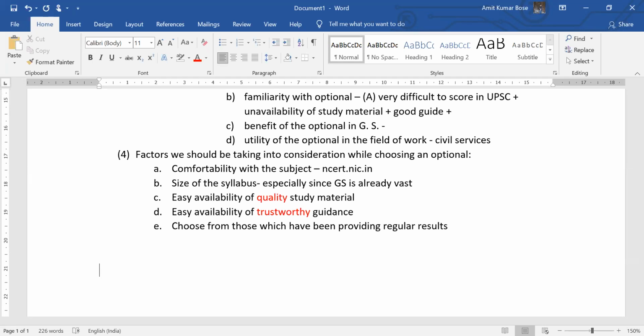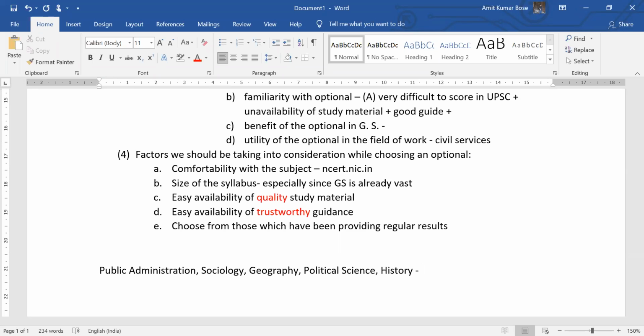secure the result, right? Say, for example, in recent times we have seen subjects like public administration, sociology, geography, political science, history to give good results, right? Yes, all of these five subjects which I have named have been providing results consistently.